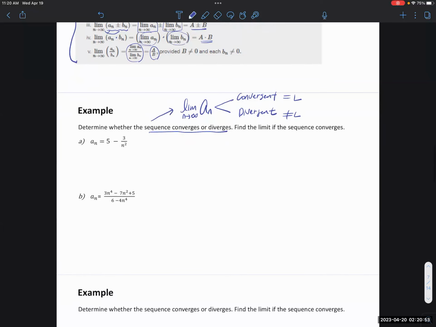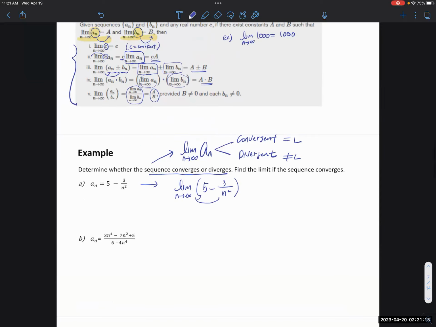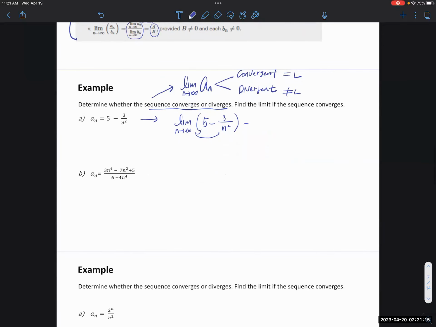So let's look at the first one, letter A. We have a_n, so we're going to take a limit. So the limit as n approaches infinity, where a_n is 5 minus 3 over n to the second power. I want to know whether it is divergent or convergent. So I can separate it according to the limit law. So it is going to be the limit of 5 minus the limit of 3 over n to the second power.